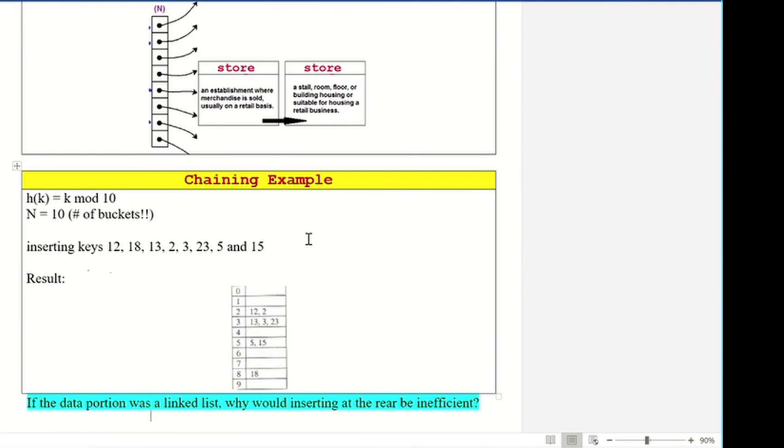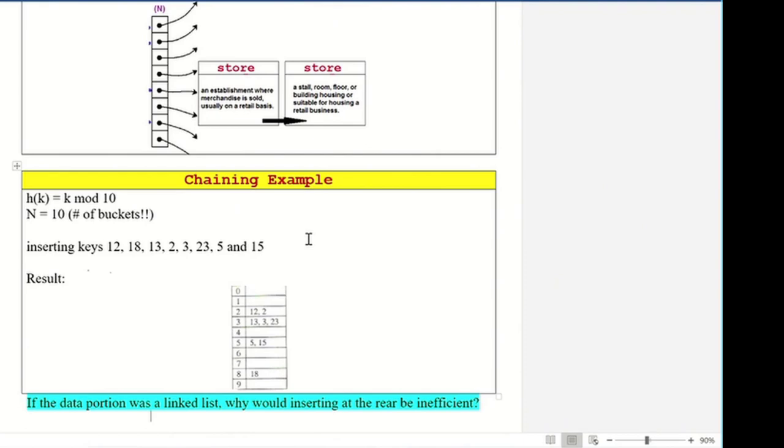So if you don't want to assume that it has a rear pointer, what's the easiest thing to do? Just drop in the front. And that pushes everybody back. Not really pushes everybody back, but just drop in the front. Now, that's what your book assumed, and I did not want you making that assumption.